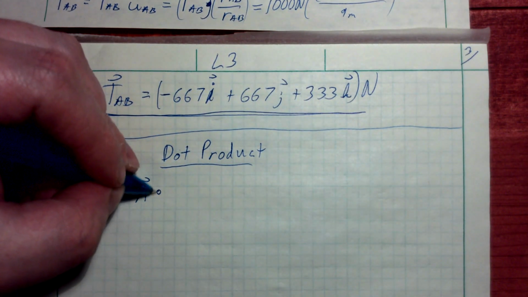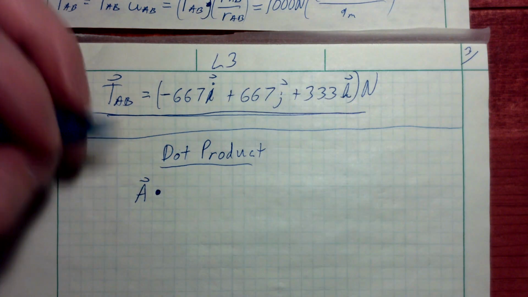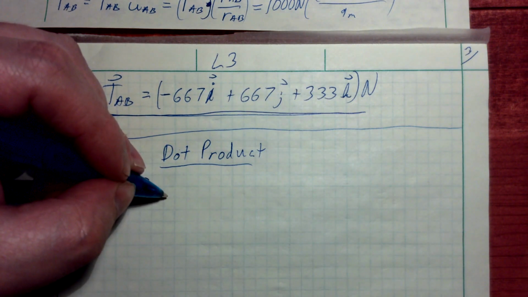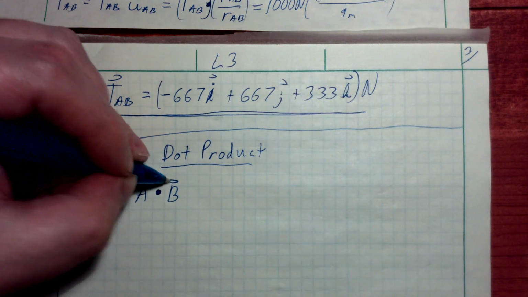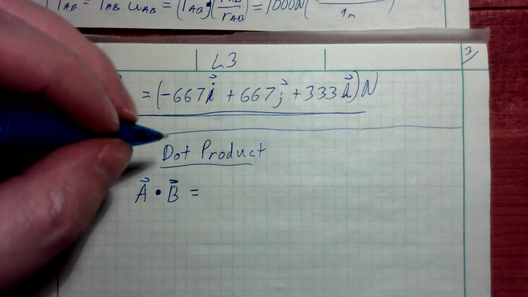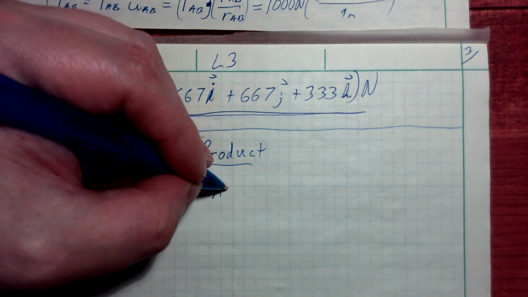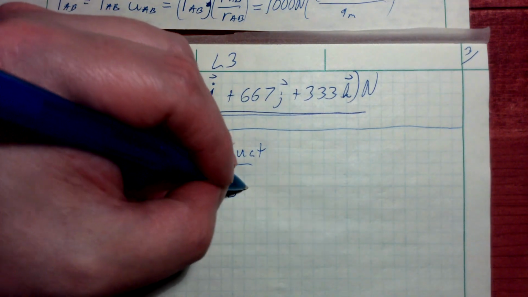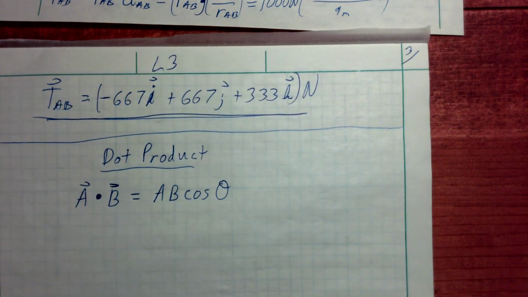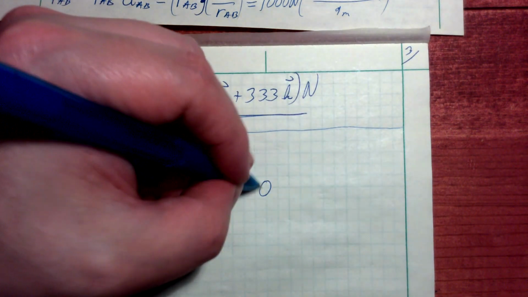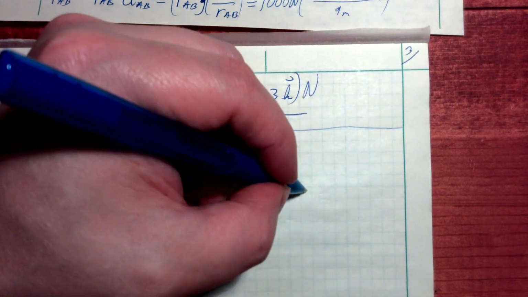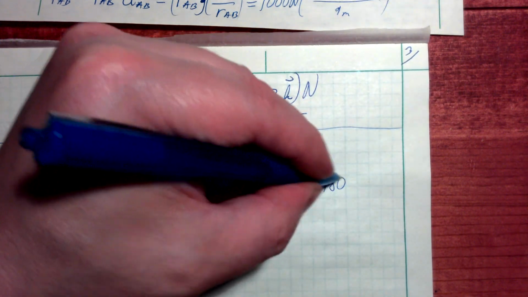If I take A and I dot, so I normally just draw a big darkened circle, or dot there. If I dot A with B, A dot B is how that is read. That is equal to the magnitude of A times the magnitude of B times the cosine of the angle between them. And that angle needs to be between 0 and 180 degrees.